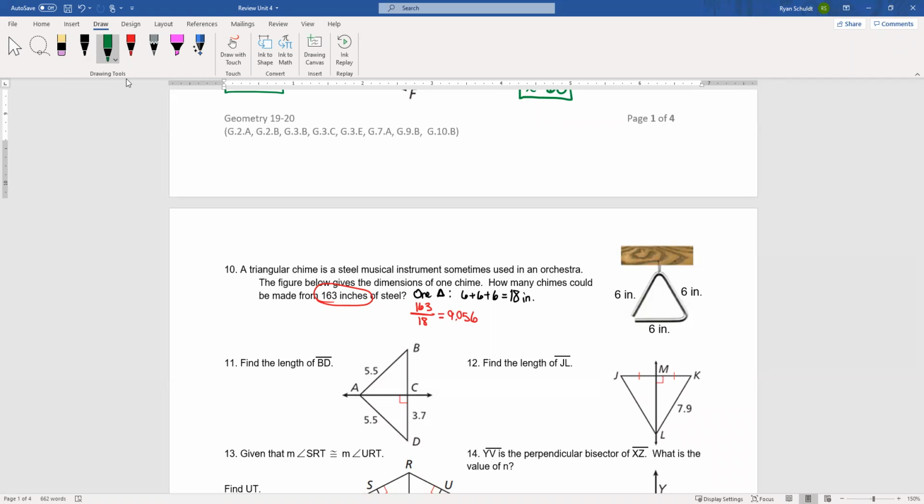No. So really, he can only make 9 of the chimes. This 0.056 would be turned into scrap. He can only make 9 of them.